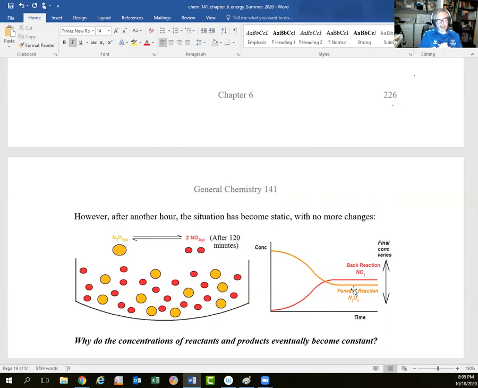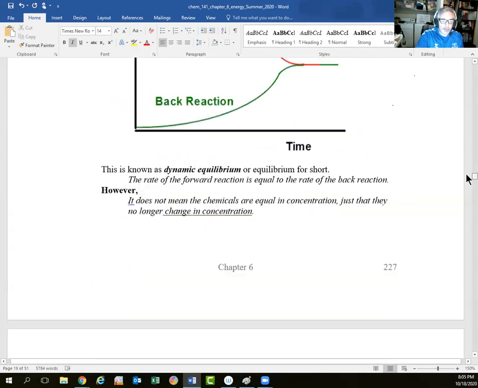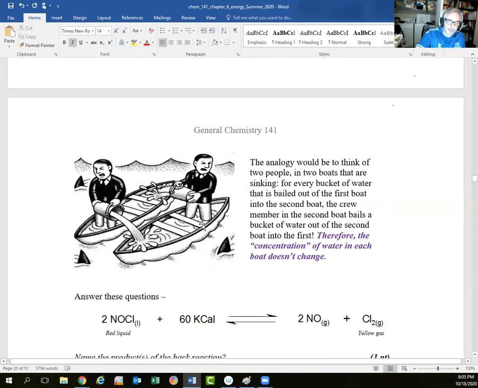It doesn't mean that the concentrations are equal, it just means that they no longer change. An analogy would be, I think my analogy in the next page actually, two people trying to bail water out of their boat, and they just happen to be alongside each other. One guy bails water out of his boat into the other guy's boat. Another guy just as quickly bails water out of his boat into the first guy's boat. If they're working at the same rate, the amount of water in each boat no longer changes because a bucket of water is on the way out as quickly as a bucket of water is on the way in. This is what we mean by this dynamic equilibrium.